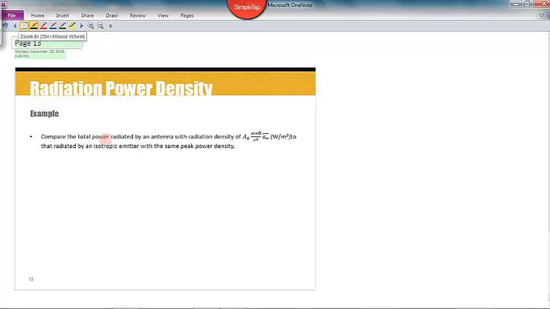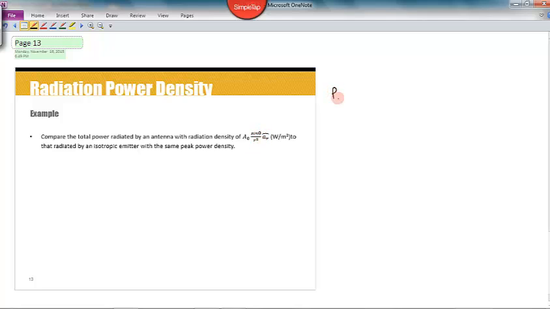We want to compare the total power radiated by an antenna. This antenna has a radiation density function of A0 sine theta over r squared, pointing in the radial direction, in watts per meter squared. That's the result of my Poynting vector. It's given to me. And I want to compare that to the total radiation by an isotropic emitter with the same peak power density. Here A0 is the peak power density, and we can see that the Poynting vector is only a function of theta and r.